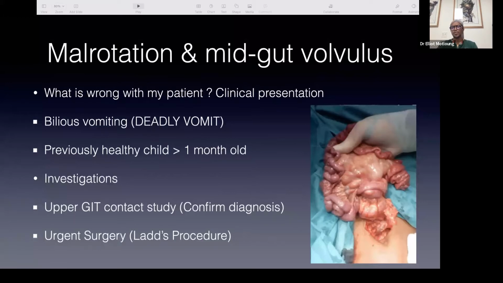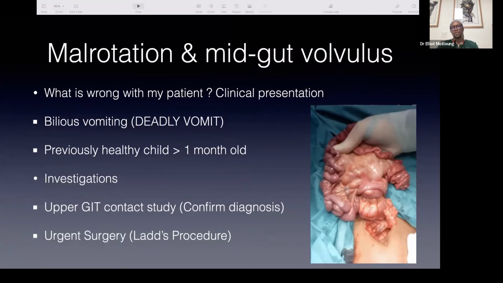Radiological things that we look at: the absence of the C-loop. We are looking at the duodenojejunal junction not being at the level of the pylorus. We look at contrast not passing onto the left side of the abdomen, because the small bowel is on the right side. So these patients would go for urgent surgery, which we call Ladd's procedure.